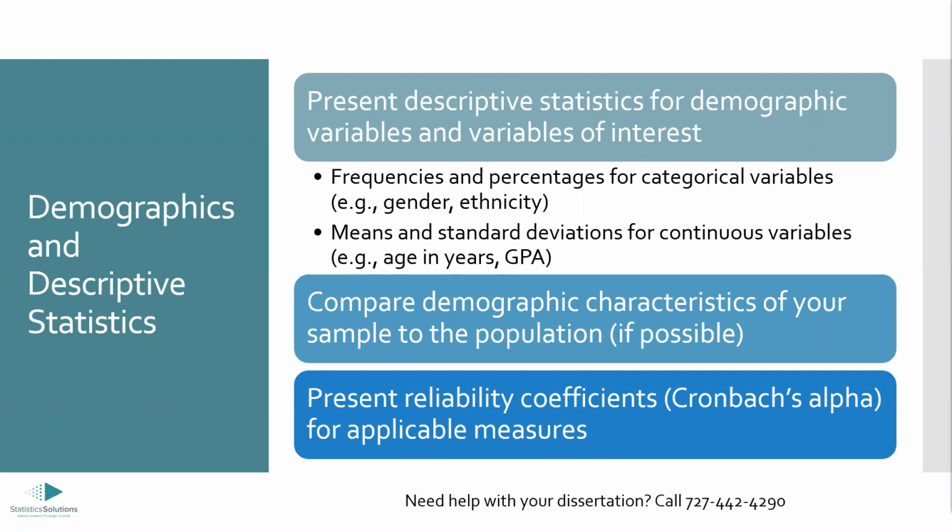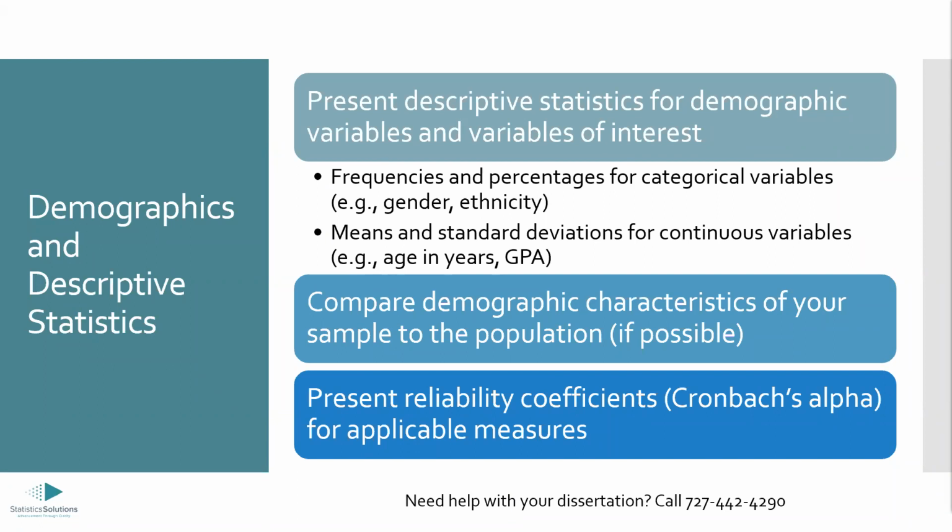So you typically report frequencies and percentages for any categorical variables. So this can include things like gender or ethnicity. And then means and standard deviations are typical for continuous variables such as age and years, grade point average, or any other continuous numerical variables.